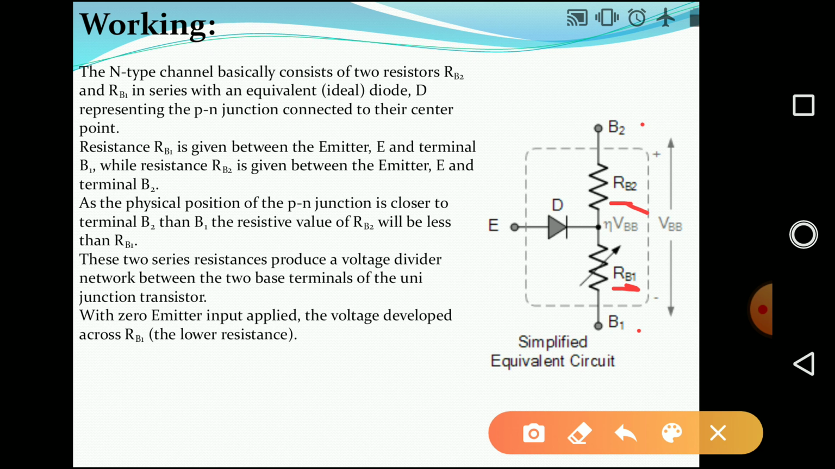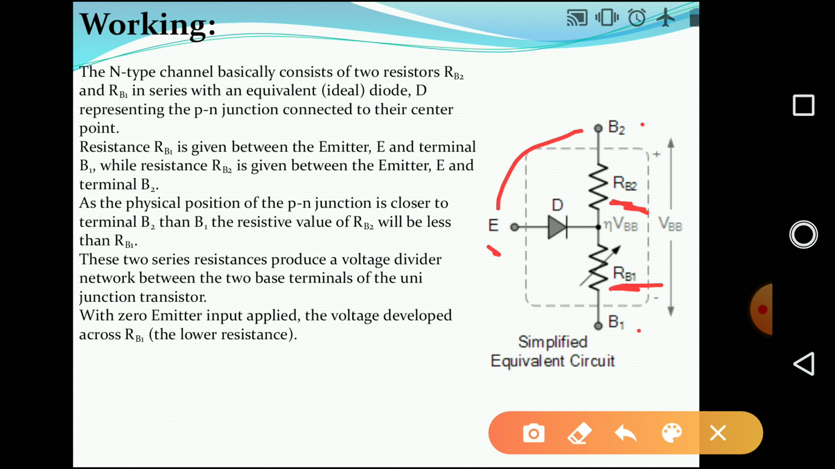RB1. In the construction we have observed that the emitter terminal is near to the B2 terminal. Therefore, the value of RB2 is a constant, which is not variable; it is not possible to change the value of RB2. But as the emitter is far away from B1, the value of the B1 resistor, that is RB1, can be changed. By changing this RB1 value we can alter the UJT current which is flowing from the N channel.